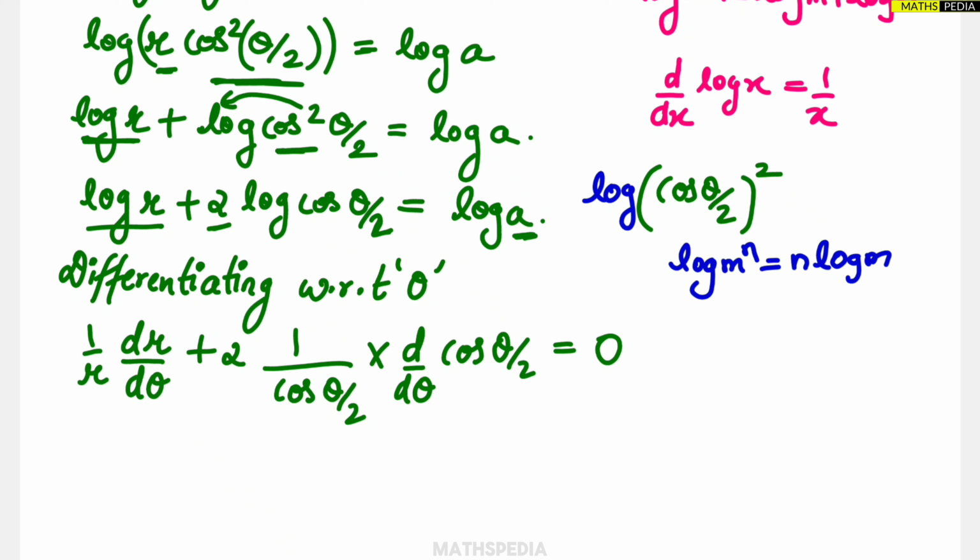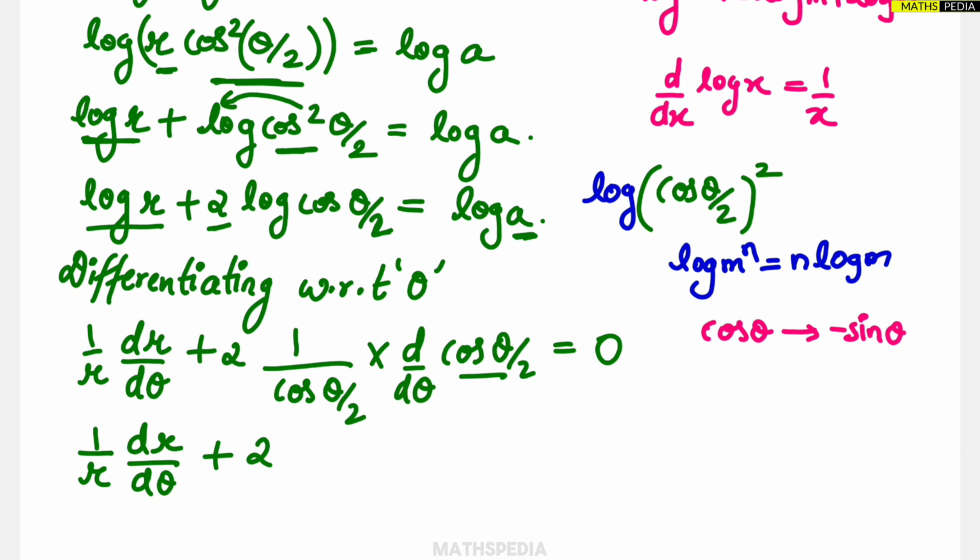So I'll write the same 1 by r dr by d theta plus 2. Now cos theta by 2 differentiation will be what? Cos theta differentiation is minus sin theta. But in place of theta, theta by 2 is sitting, so that theta by 2 again we have to differentiate. Theta by 2 differentiation will be 1 by 2, right? So I hope you get it.